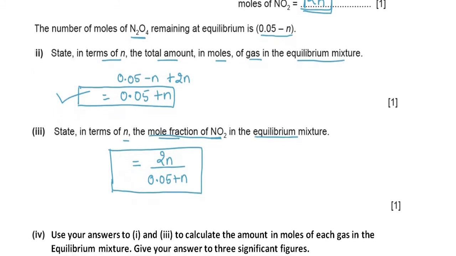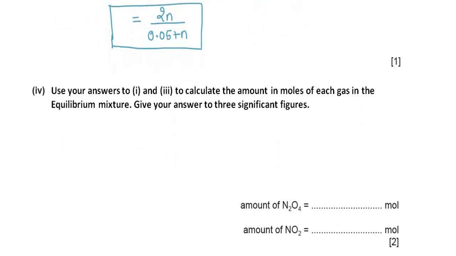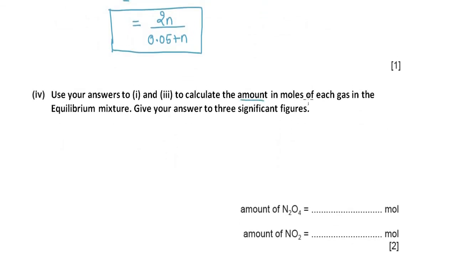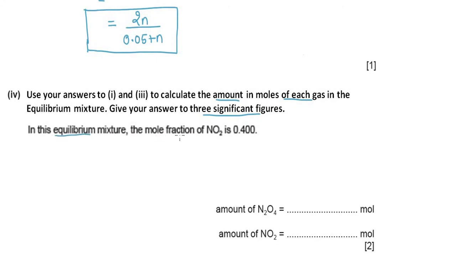The next sub question says to use your answers to 1 and 3 to calculate the amount in moles of each gas in the equilibrium mixture, give your answer to 3 significant figures. Now it is also given that in the equilibrium mixture the mole fraction of NO2 is 0.400. So now if we have moles of NO2 as 2N, then let's substitute the values here as 2N upon 0.05 plus N equal to 0.400, which is given here in the question.